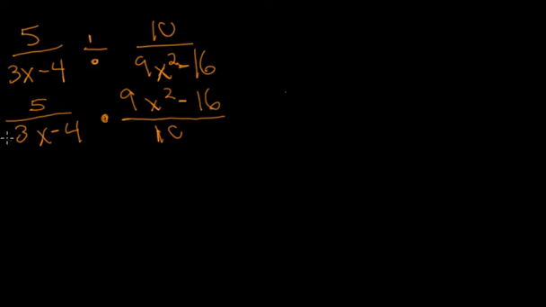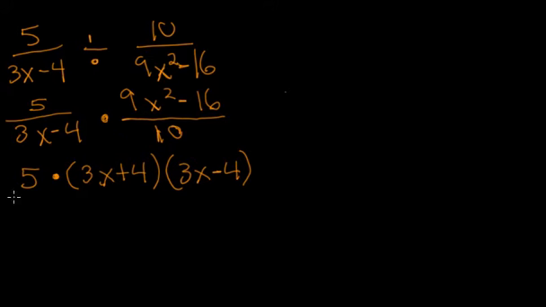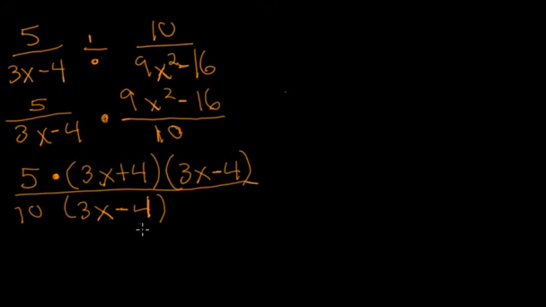5 is already factored, 3x minus 4 is factored, and 10 is factored. So the only term we really have to deal with is this here. So I look at it, and it's a difference of squares. So I have 5 times (3x plus 4) times (3x minus 4) all over 10 times (3x minus 4). There's all my terms together.